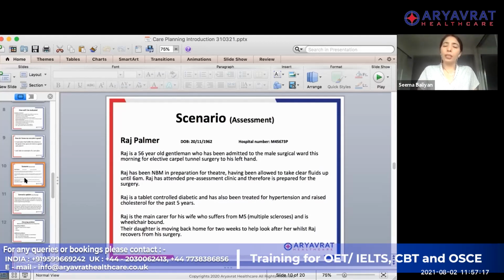His main carer is his wife, who suffers with MS, or multiple sclerosis, and is wheelchair bound. Their daughter is moving back home for 2 weeks, in 2 weeks' time, to look after them while Raj is recovering from his surgery. Okay, so this is the assessment scenario. Now for this, you will need to write a care plan.